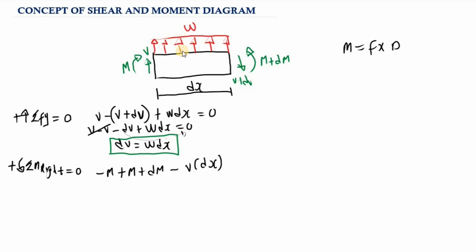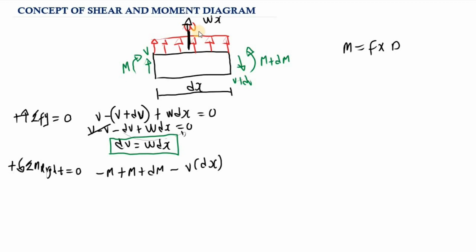Now, if you take a look at the load, we have a distributed load of w, and this is acting upward. Because this is a distributed load, we need to decompose this load into a point load. How can we do this? It is basically the magnitude of the load, then multiply by the distance. So this is basically w multiply ds, and this load is going to be acting at the middle because we are having a rectangle. So this is the load, w times ds.